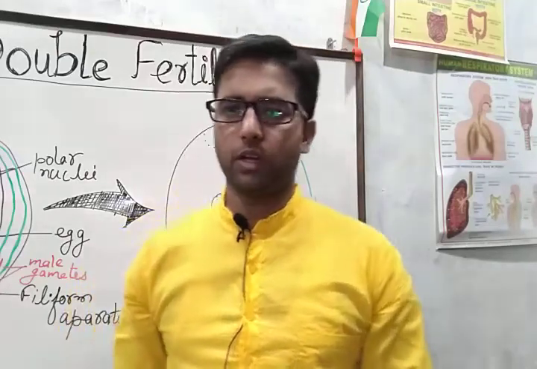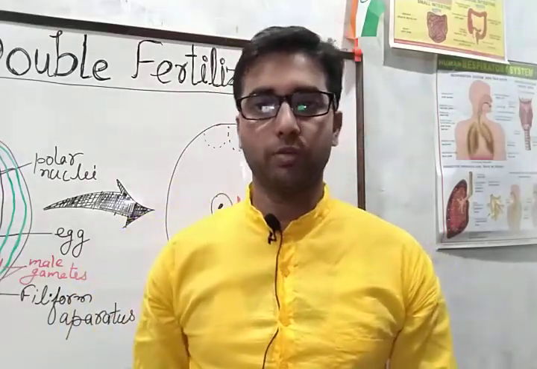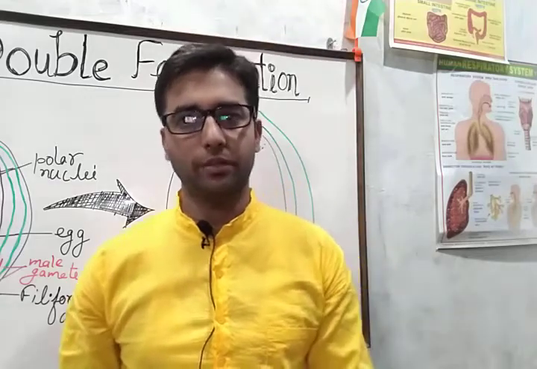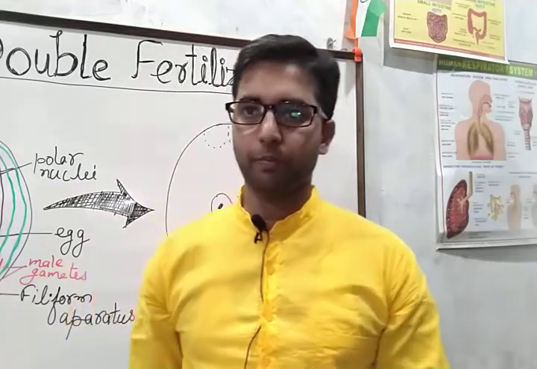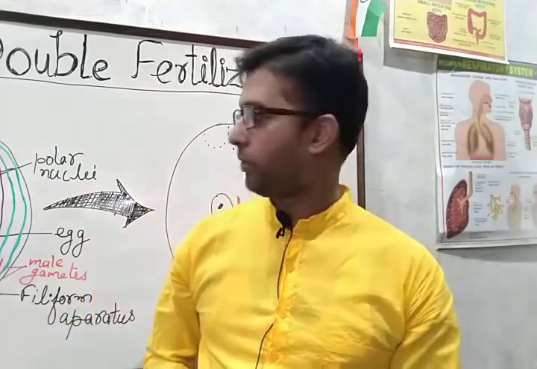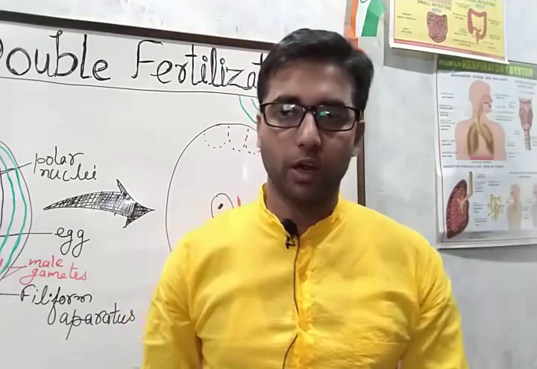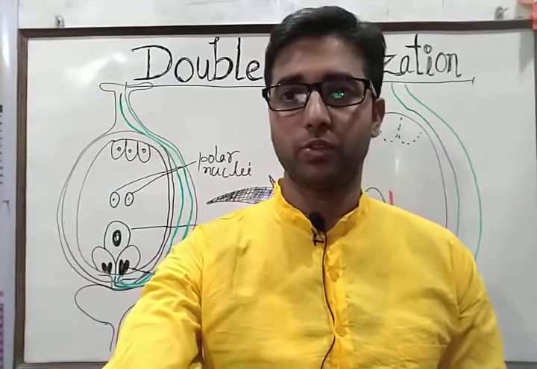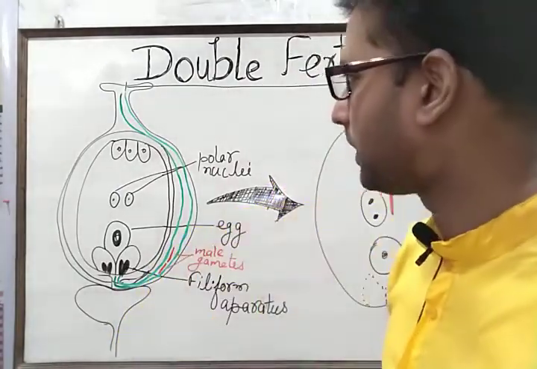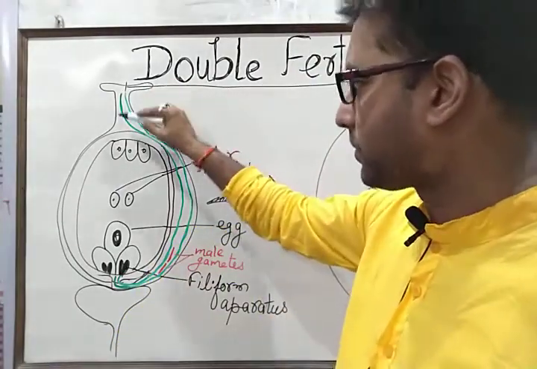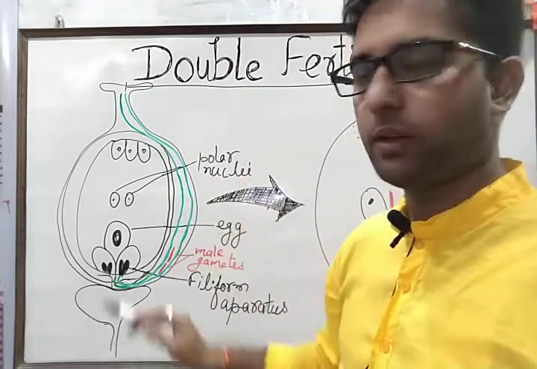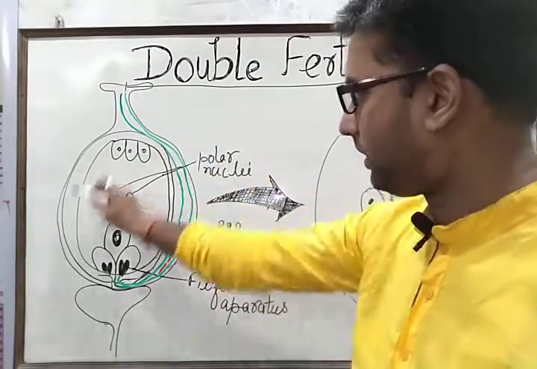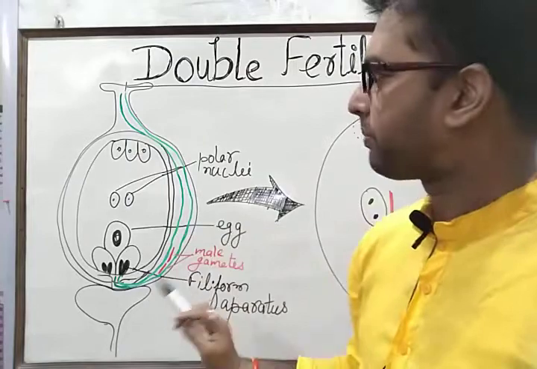Fertilization. Double fertilization is one of the most specific characters of the angiospermic plants, and that is what we are going to discuss now. So let's start the topic double fertilization. So this is a fertilized female part, stigma, style, and this is ovary.